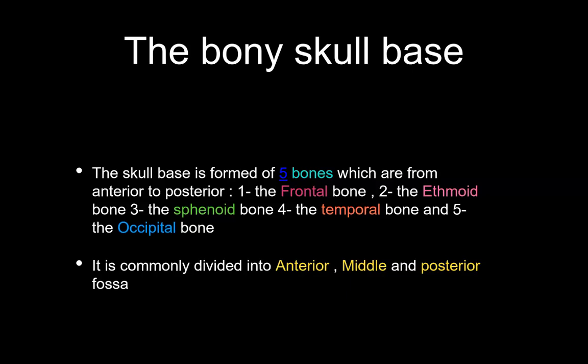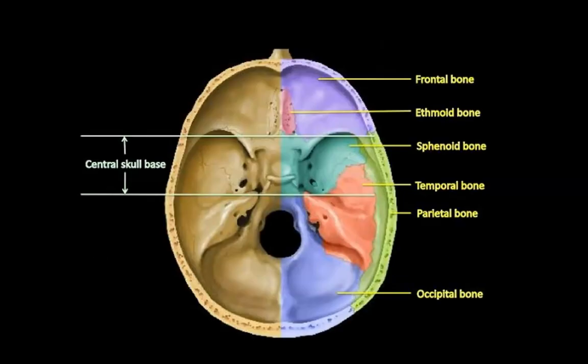They fuse together forming the skull base, which are, from anterior to posterior, the frontal bone, and on either side the ethmoid bone. Behind the ethmoid bone we have the sphenoid bone. Lateral to the sphenoid bone we have the temporal bone, and posteriorly we have the occipital bone. And as you know, the bony skull is commonly divided into fossae: anterior, middle, and posterior fossa.